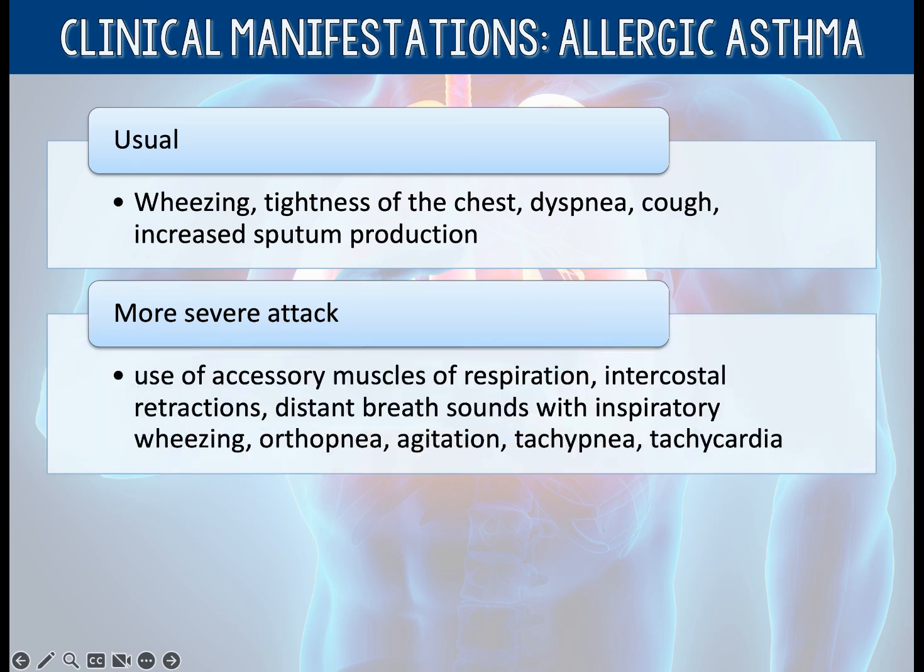Now, in more severe attacks, you can see patients sitting up, and you see their ribs going in and out, nasal flaring in kids, and they have intercostal retractions, where you see them actively pulling air into their lungs and trying to breathe it out. Then when you listen with your stethoscope, you hear distant breath sounds and inspiratory wheezing. And they have orthopnea: they can't lie down. They have to sit up. You'll see what they call tripoding, where they're holding themselves up to breathe.